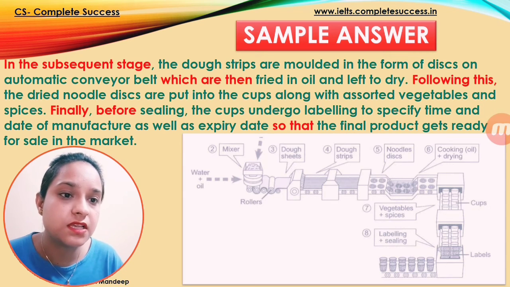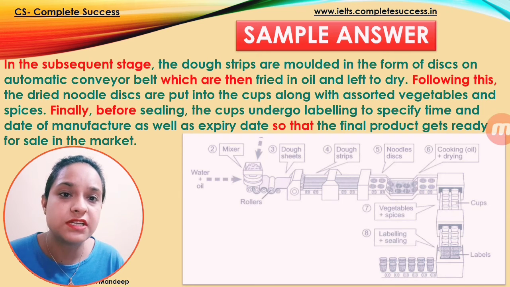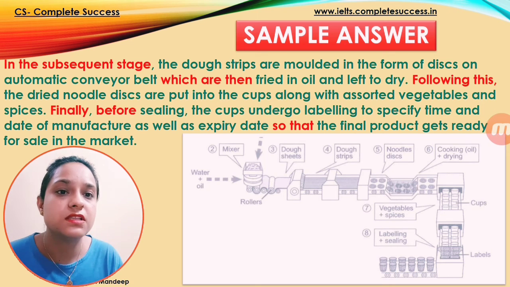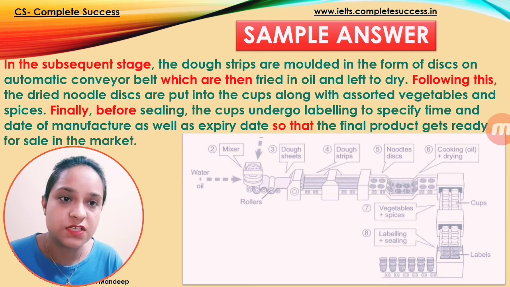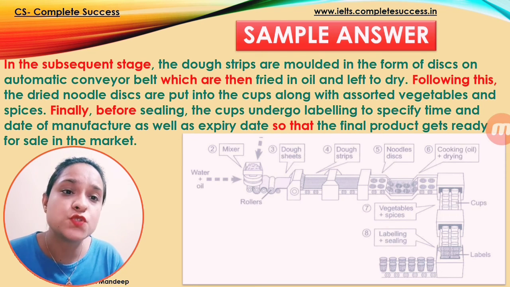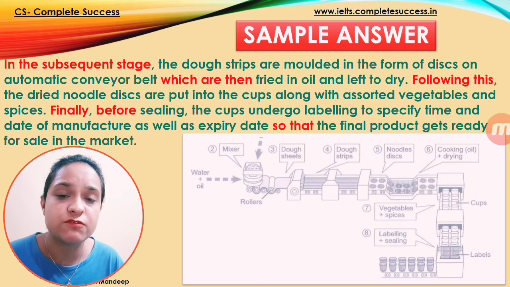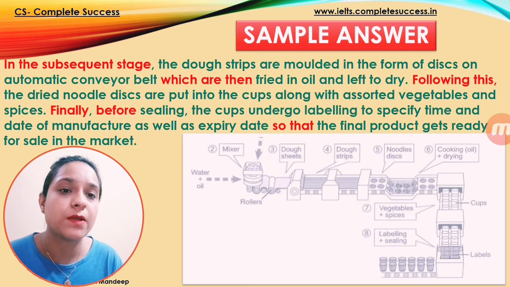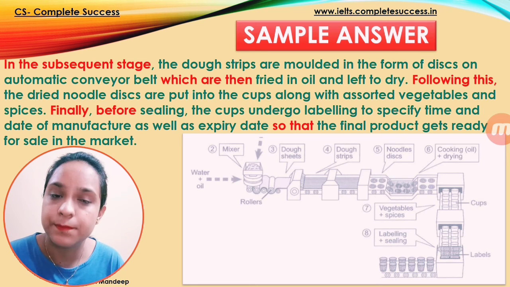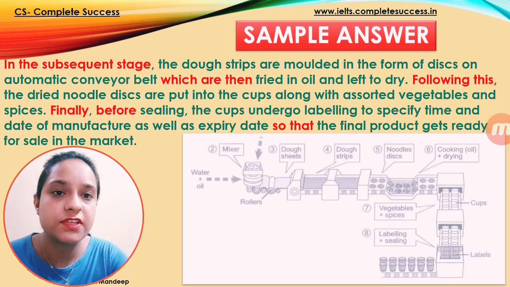But before sealing, obviously labeling will be done. So we consider before sealing, the cups undergo labeling. The cups undergo labeling to specify the time and date of manufacture as well as the expiry date, so that the final product gets ready for sale in the market. I have added another piece of information to make it more appropriate, so that the final product gets ready for sale in the market. I hope you understand everything.